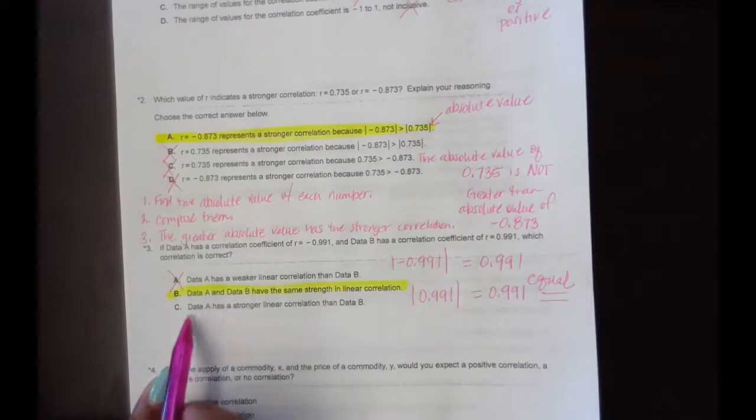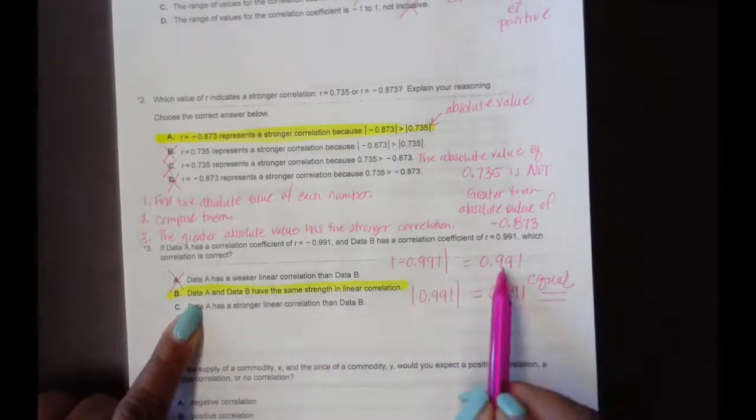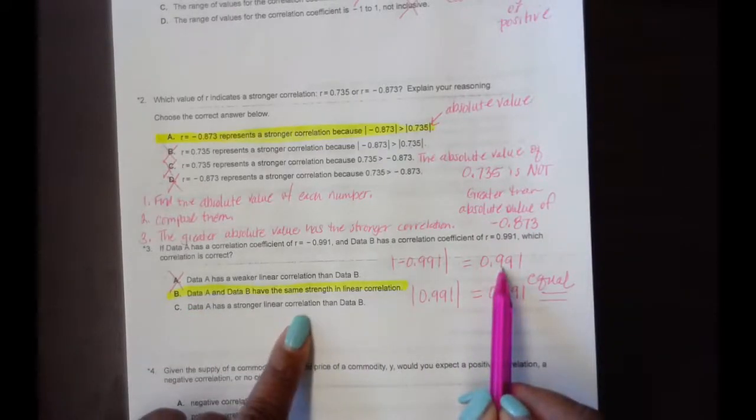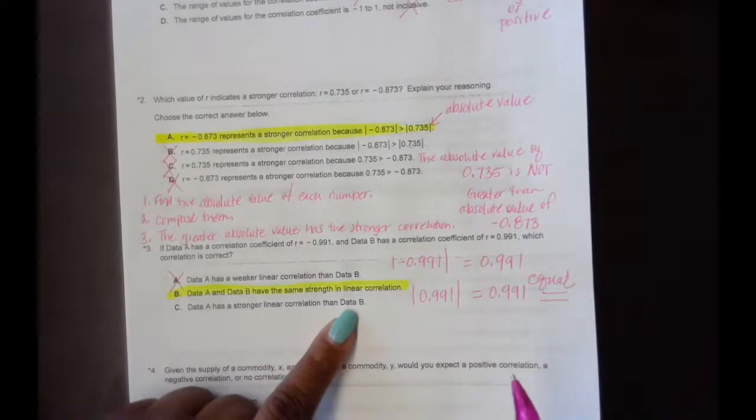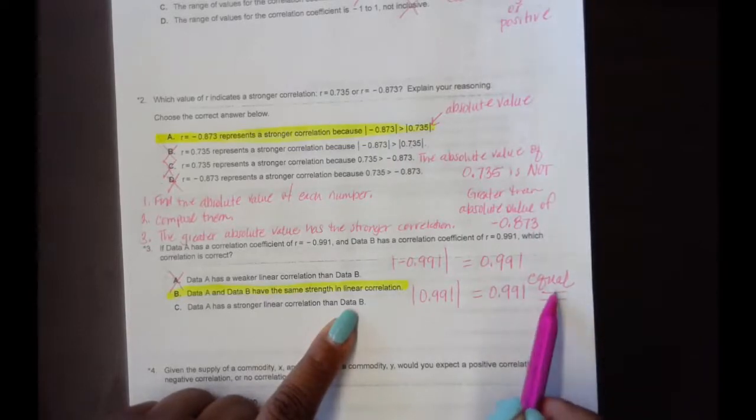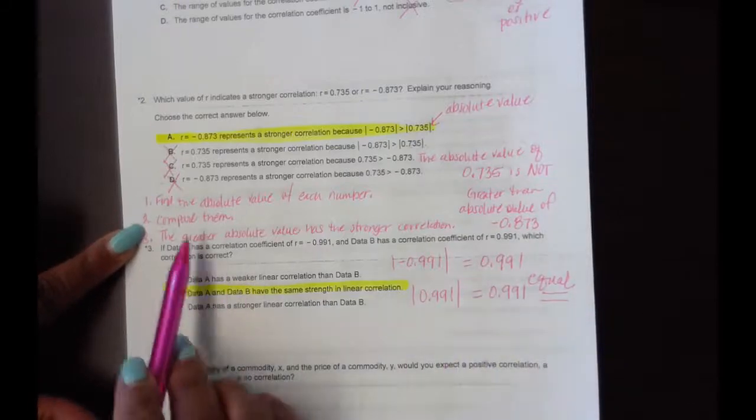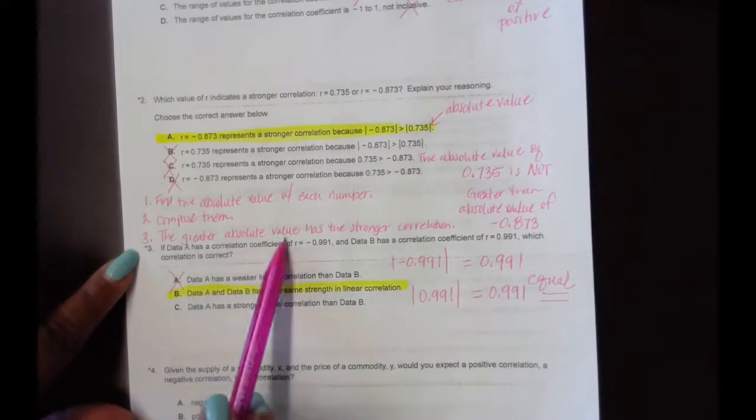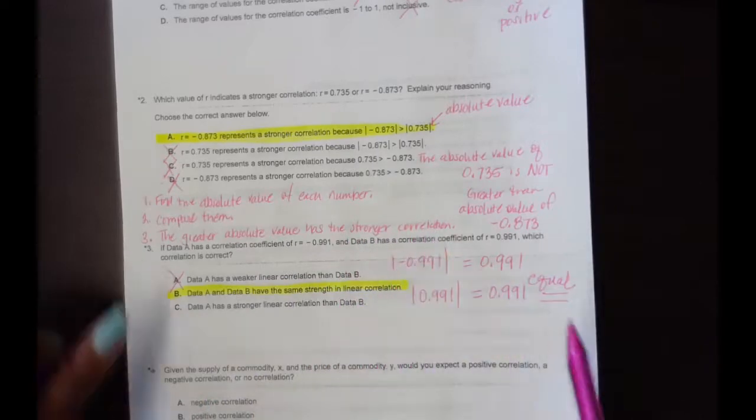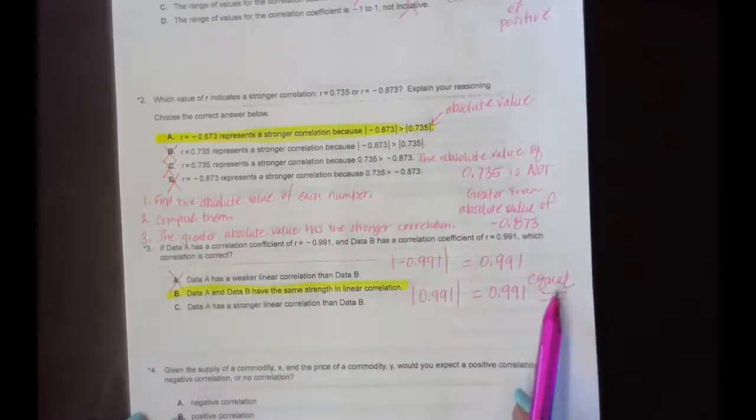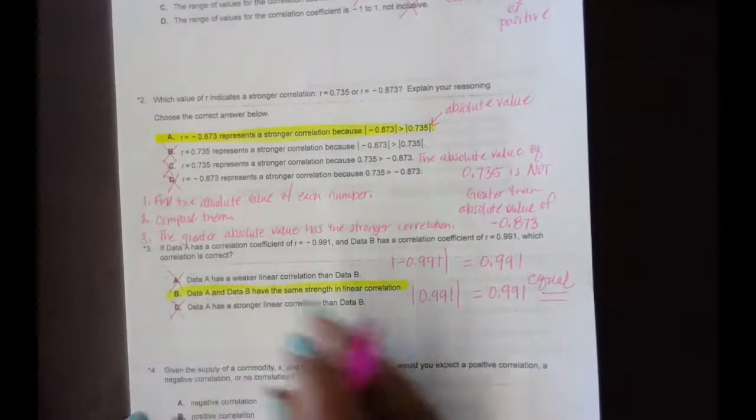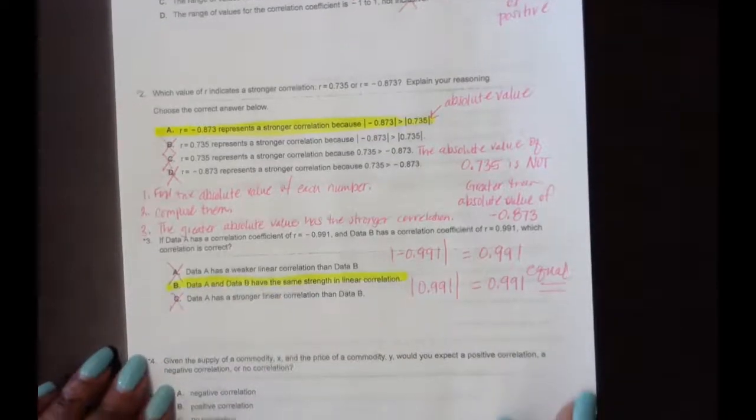Answer choice C, data A has a stronger linear correlation than data B. Not true. They have the same correlation. I used this: I found their absolute value, then I compared them. The greater absolute value has the stronger correlation, where they are the same, so they have equal or the same strength in correlation. Answer choice B is our answer.